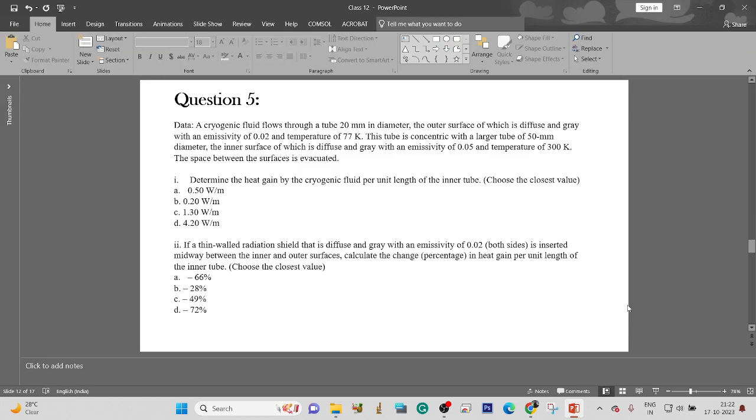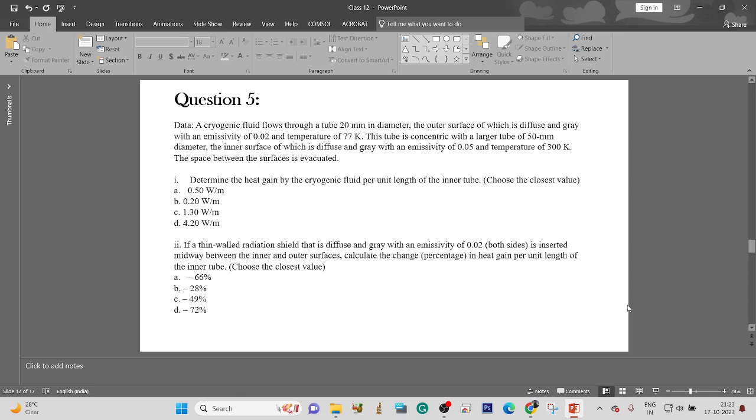For question number 5, a cryogenic fluid flows through a tube of 20 mm in diameter, the outer surface of which is diffuse and gray with an emissivity of 0.02 and temperature of 77 Kelvin. The tube is concentric with a large tube of 50 mm diameter, the inner surface of which is diffuse gray with emissivity of 0.05 and temperature 300 Kelvin. The space between the surfaces is evacuated. Determine the heat gain by the cryogenic fluid per unit length of the inner tube.